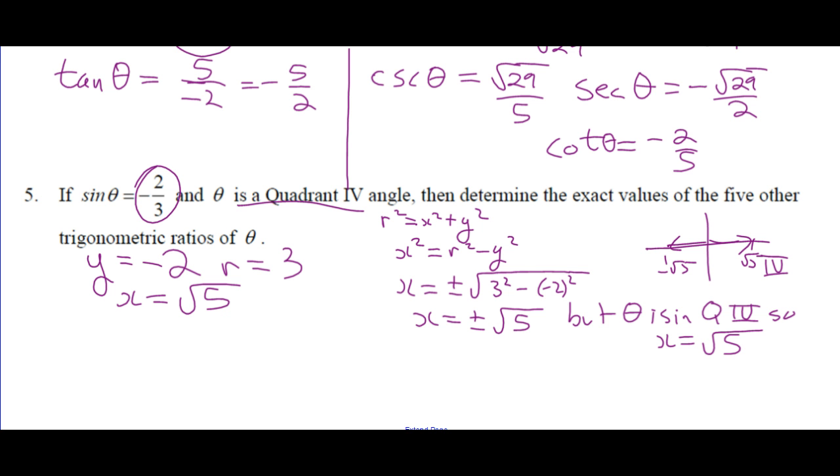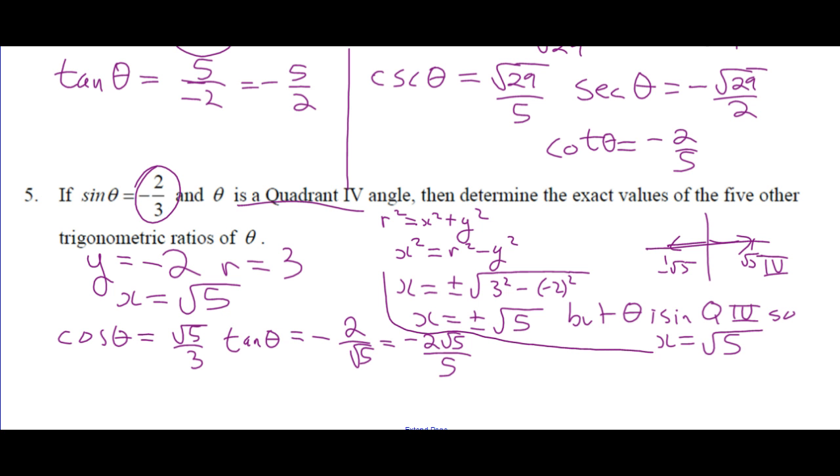So we were given sine, so we need cos theta. So cos theta, cos is x over r, right? So it's root 5 over 3. Tan theta is y over x, so it's negative 2 over root 5, or negative 2 root 5 over 5. What's left? So we got the 3 primaries now, so we need cosecant.